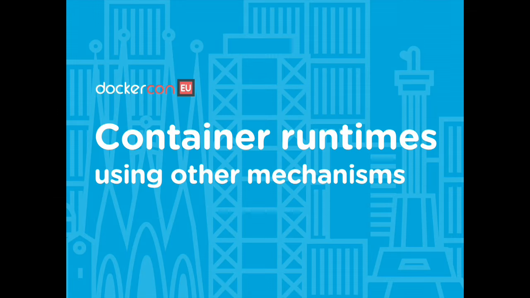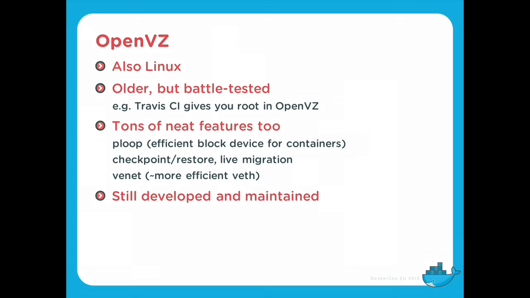Now, there are also runtimes that are not based on namespaces and cgroups. So OpenVZ, that's also in Linux. It's older, it's super robust, security story solid, because if you use Travis CI, you get root inside of OpenVZ containers, and nobody ever managed to break out, so it should be pretty solid. It has tons of really cool features like ploop, which is like device mapper, but in a good way. Checkpoint restore, so that you can do live migration of containers, and so on and so on. And even though it's old, it's still actively maintained. There are features that are slowly trickling from OpenVZ to the other containers.